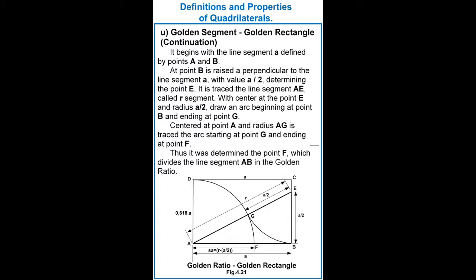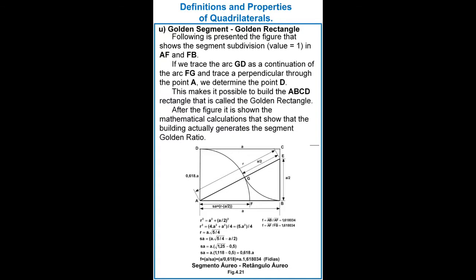We center at the point A and radius AG. The arc is drawn starting at the point G and ending at the point F. Therefore, we determine the point F that divides the line segment AB into the golden ratio. This slide shows the figure showing the segment AB, which is considered with a unity value, divided into two segments of a straight line, AF and FB.